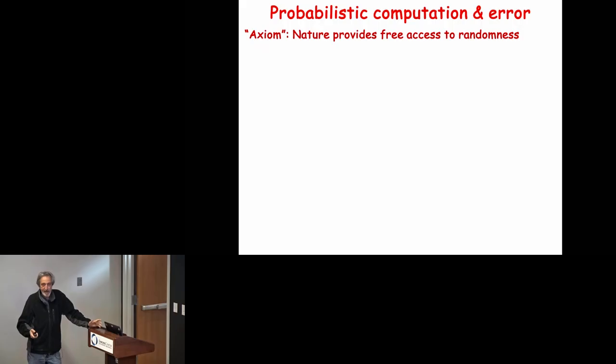So, we start from this observation that nature seems to produce unpredictable events, or maybe access to randomness. That's what I was talking about yesterday.